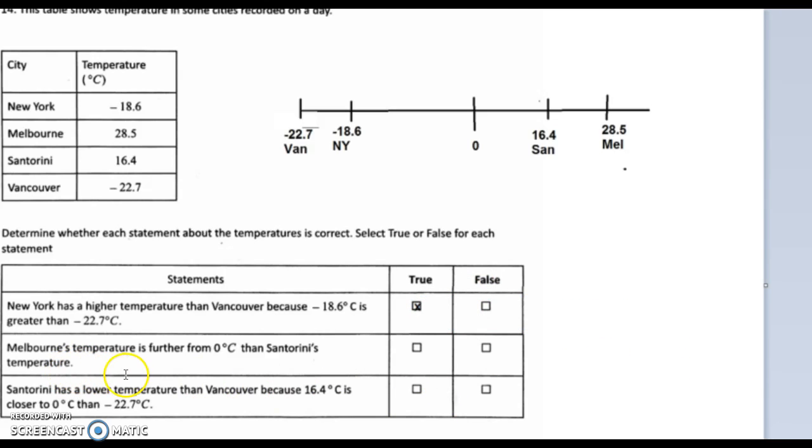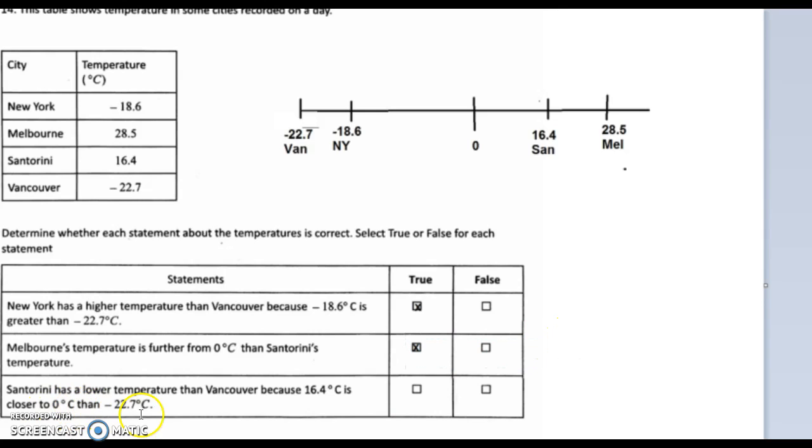Okay, second question. Melbourne's temperature is further from 0 than Santorini's temperature. Well, Melbourne's over here. Santorini's is right here. So which one's further from 0? That would be Melbourne, right? It's further from 0. You have to go 28.5. So I'm going to say true.